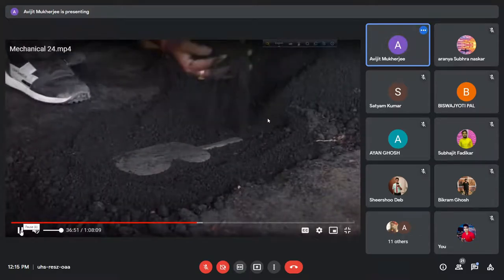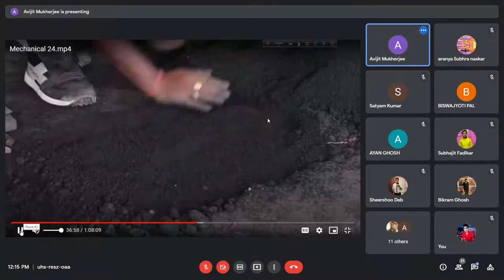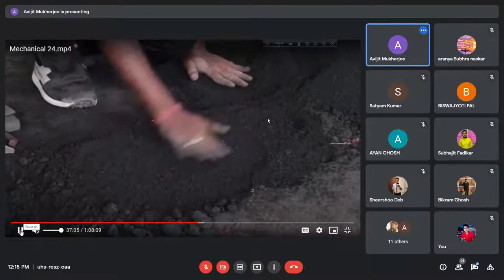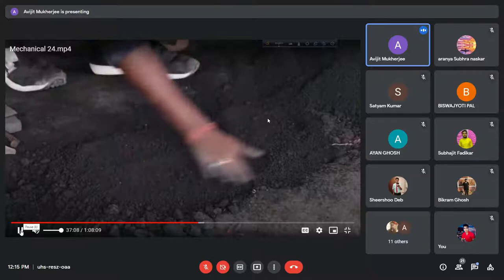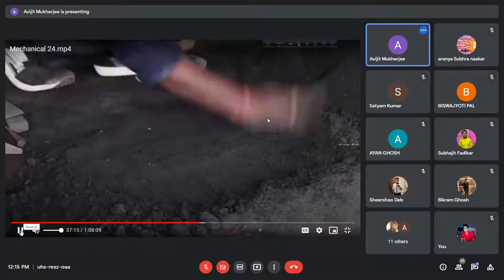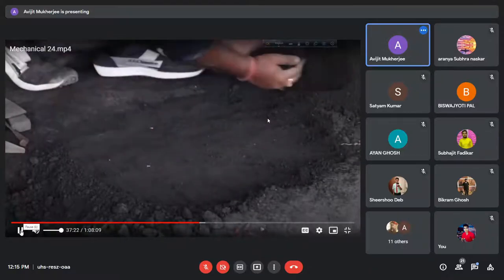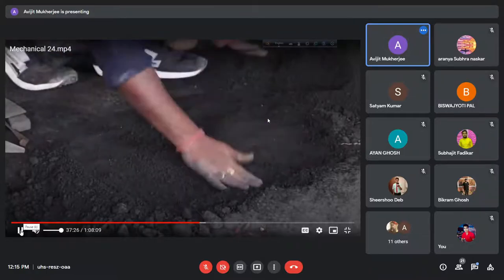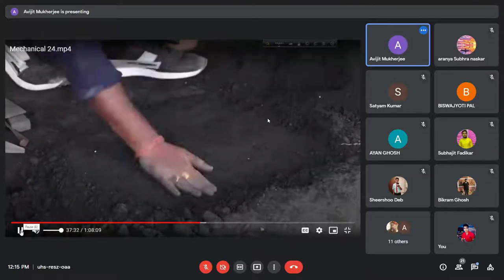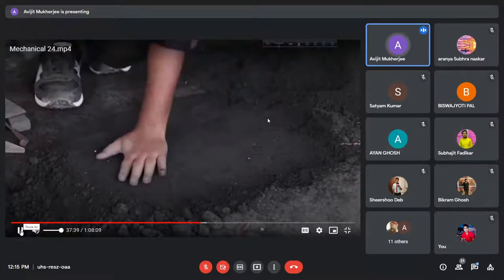You need to take some sand and cover the entire pattern. After covering the entire pattern, you just need to tap it with your hand. Now after tapping, this is your cleaner.